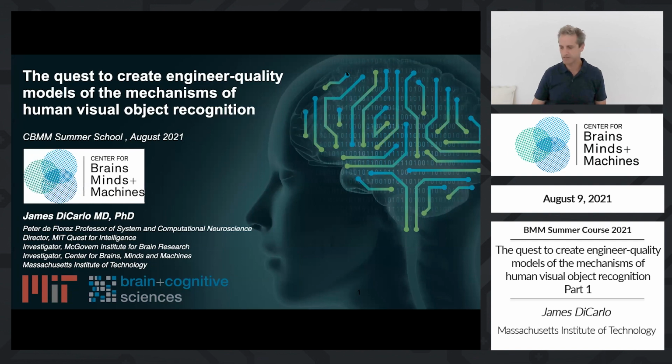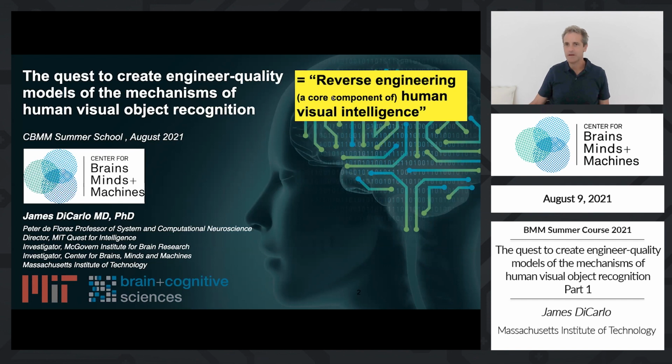And there's a broader sense here that I think connects to the CBMM mission and many of your interests, I hope, as you get into this intersection between neuroscience, cognitive science, and artificial intelligence. So again, that's the title of my talk. I used to title my talk Reverse Engineering a core component of human visual intelligence, but I want to be clear that when I say reverse engineering, it means essentially this. The goal is to create engineered quality models in the service of science.